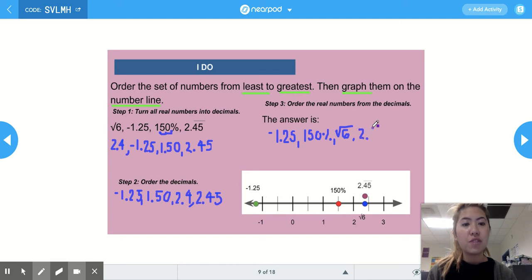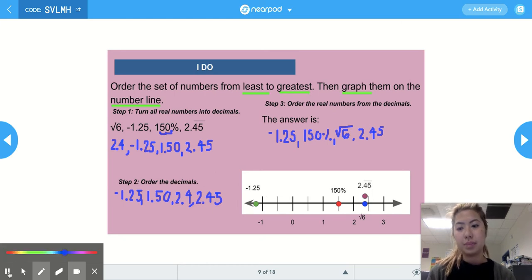So we answered the first part of the question where we ordered the numbers from least to greatest. Then we have to graph them. So we can do that because we have the numbers in decimal form. So we have negative 1, 0, 1, 2, 3. Negative 1.25 is around here. So this green dot represents negative 1.25. Then 1.5 is in between the 1 and the 2, and it's represented by this red dot. Then 2.4, if this right here is 2.5, 2.4 is going to be this blue dot, and then 2.45, which is a little bit after, is this pink dot.